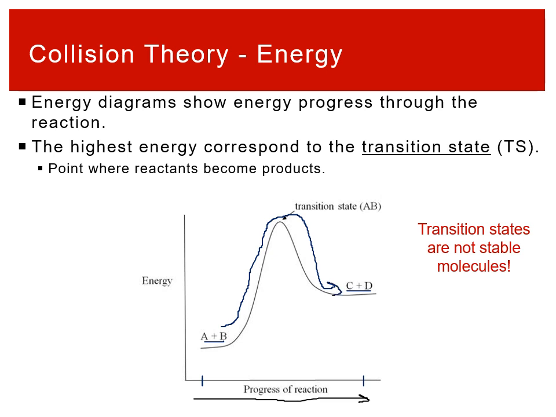The products are also stable molecules, so as you get similar to the products, you would get lower in energy. There is always a highest energy point. That highest energy point is called the transition state. You are transitioning from reactants into products. So that is where the change happens.